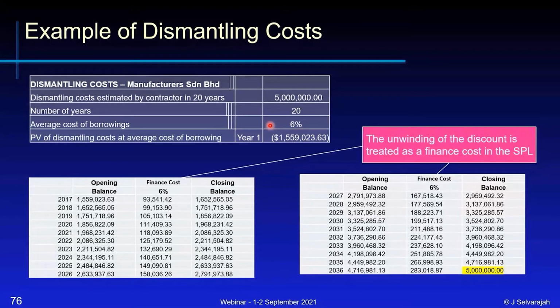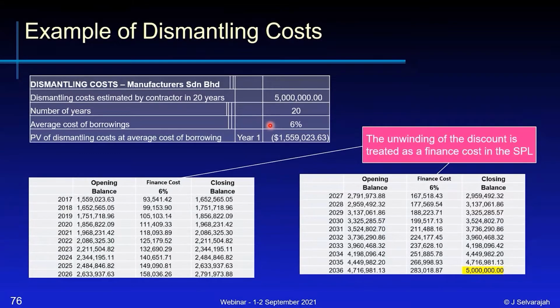In MFRS, generally, you take the weighted average cost of your borrowings, because the overdraft may be 10 million, maybe the term loan is 50 million, maybe the revolving credit is 12 million. You take the weighted average cost of it and use that as your borrowing rate.